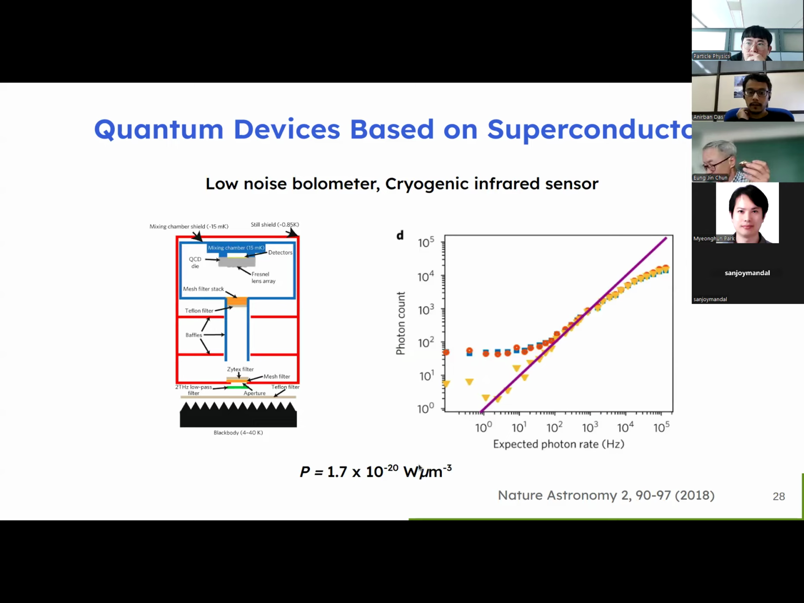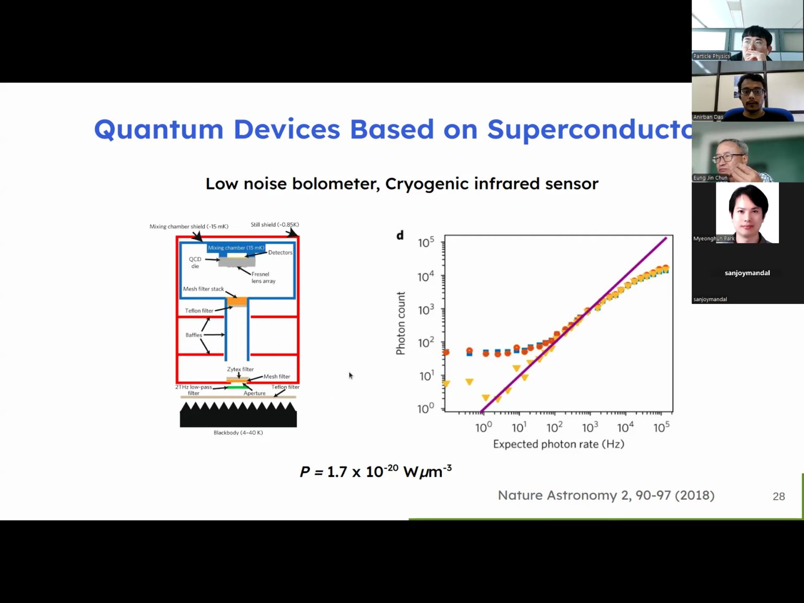For the second experiment, we looked at another paper where they are trying to develop a single photon sensor for space astronomy. In their case, they also have superconducting aluminum, and they want to build a single photon sensor, and this is needed for telescopes like JWST, where they can detect very faint sources where the number of photons coming in is very, very small.